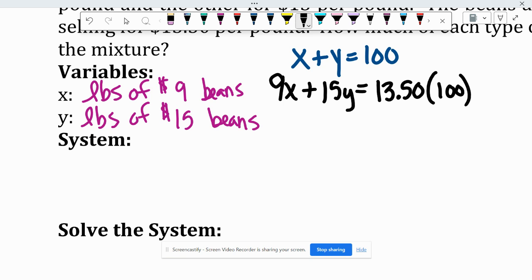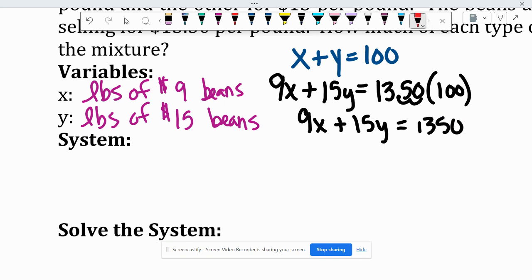Okay, so let's rewrite that second equation. What is 13.50 times 100? When you multiply by 100, you just move the decimal 2 places, so it equals 1,350. Now I have the two equations that I need. Do you want to solve for X or solve for Y? Solve for X. So we're going to rewrite this equation and solve for X.